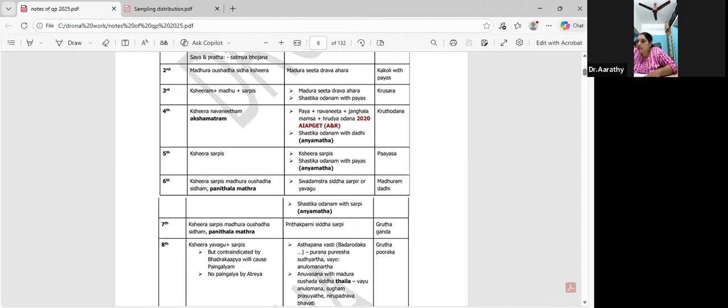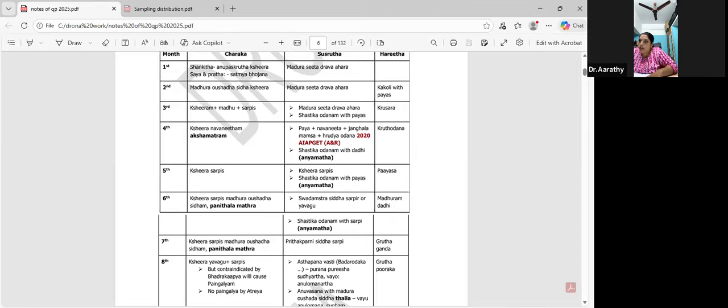From the 3rd month to the 6th month, they have insisted to give Shashtika Udanam with different Anupanas, right? So in the 3rd month it is Payas, then the 4th month it is Dadhi, the 5th month again Payas, and the 6th month it is Sarpi or Yavagu. So make it like Payas, Dadhi, Payas, Sarpi or Yavagu, so that you have that order with you. Okay.